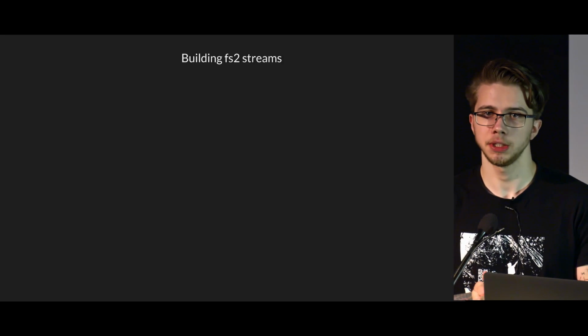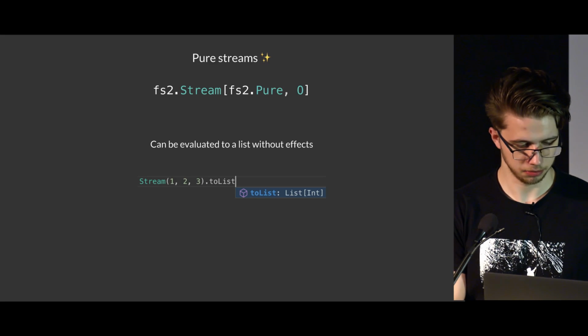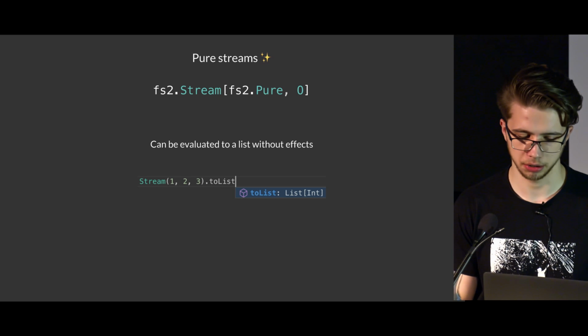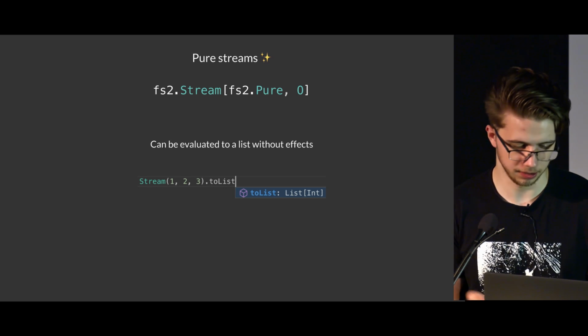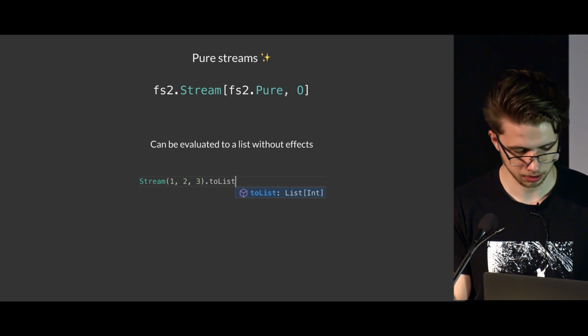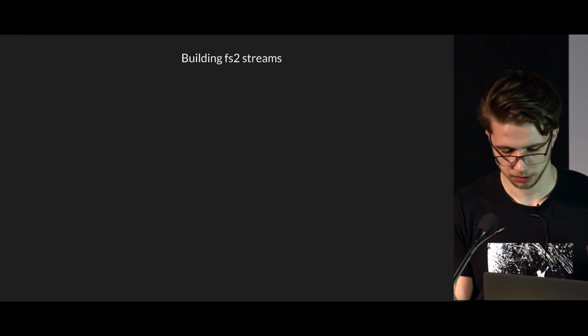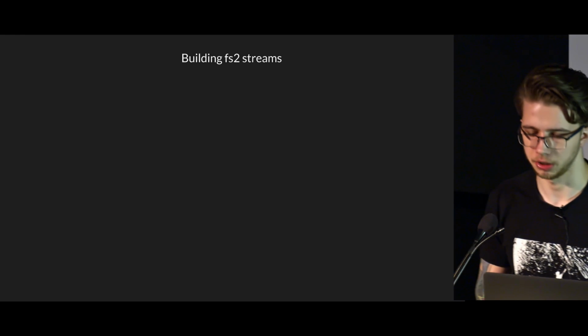All right, so I mentioned streams. There was an example of a pure stream with just stream 1 to 3. That's one way of building a stream. It's not terribly efficient, and it also works with just a constant amount of elements, or a list that we destructure. But there's plenty of ways to build a stream.